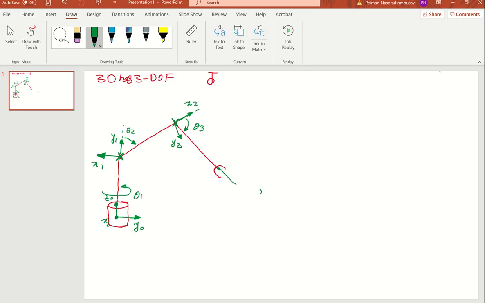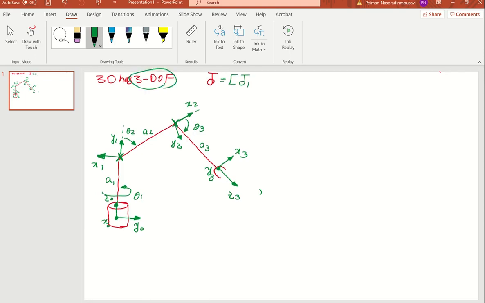As I said in the previous class, this is z3, and this is x3. If that's z3, this y is going to be outside of the page based on the right hand rule. Here a1 is the length of this, a2 the length of this, and a3 the length of this.